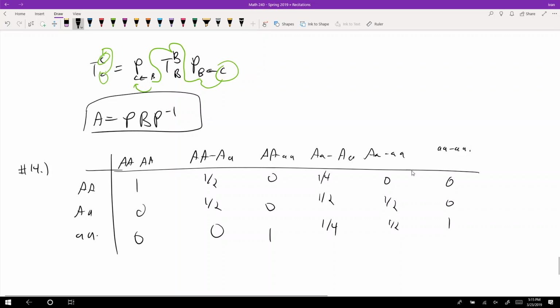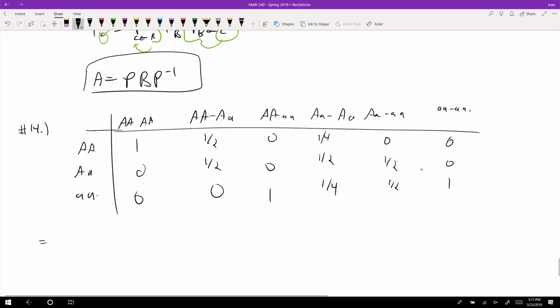Okay, so you're told that each dog, I guess we're talking about dogs here, mates with the same genotype. So what does that mean? It just means that all the pairings on the top have to be the same thing. So ignore that, and ignore that. Okay, so that's the restriction on the problem.